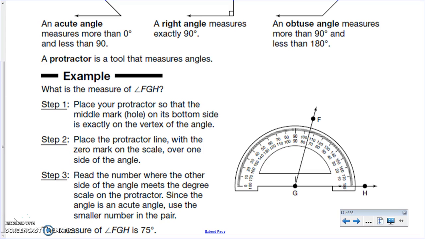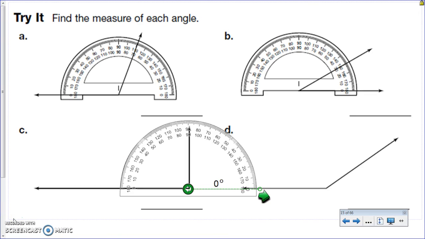So in this case, you're using the inside set of numbers because that's where the 0 is and they're counting up. In this case, the measure of angle FGH is 75 degrees. For the try it here, we need to find the measure of each angle. For A and B, they've already photocopied on top of it a protractor for us to use.